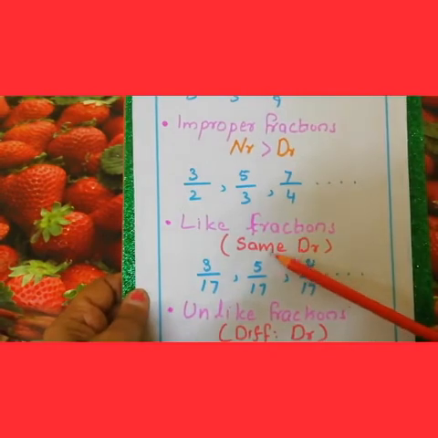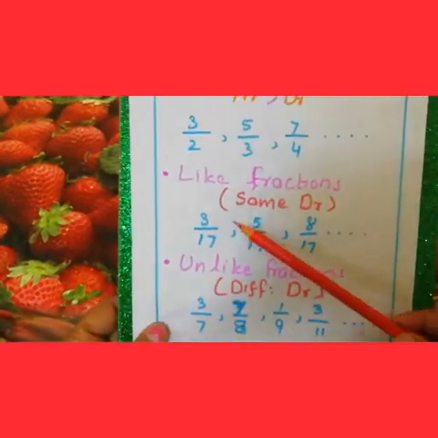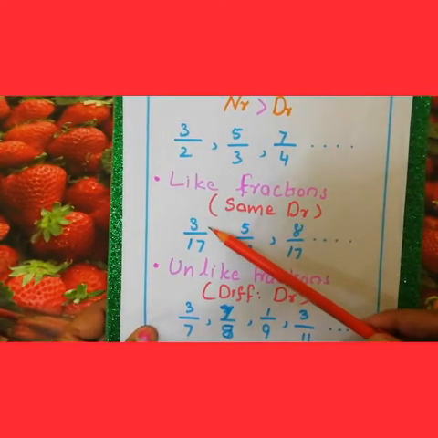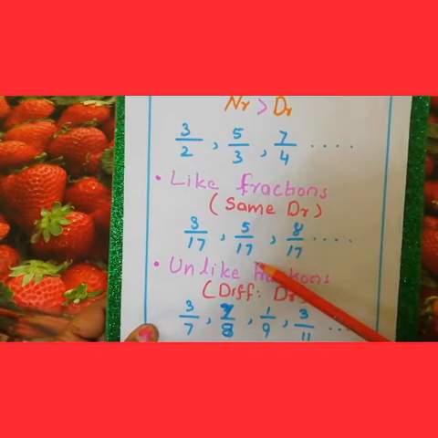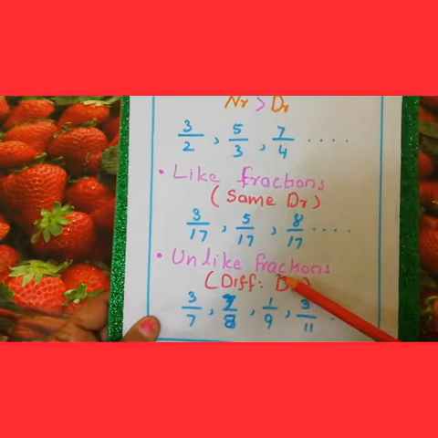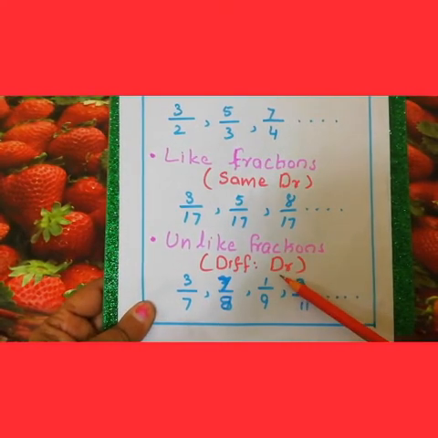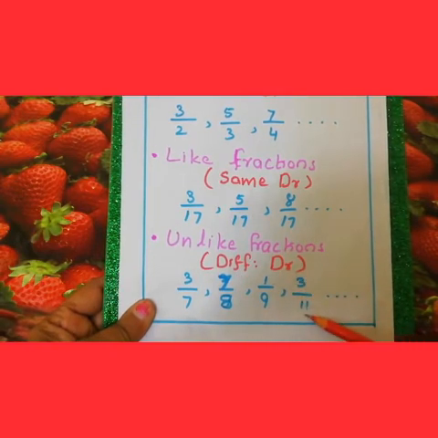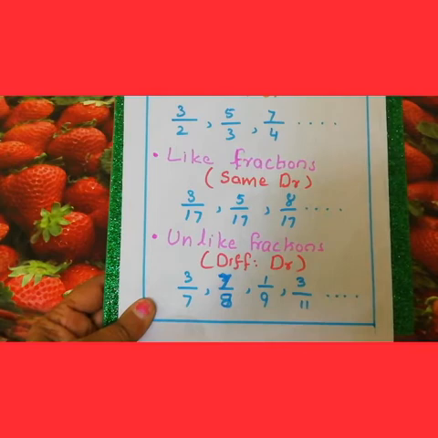Then what do you mean by like fractions and unlike fractions? Like fractions are fractions having the same denominator. In this example, the denominator is the same: 3 by 17, 5 by 17, 8 by 17, etc. Unlike fractions means fractions with different denominators. So here 3 by 7, 7 by 8, 1 by 9, 3 by 11. In all these cases, the denominator is different. So they are unlike fractions.